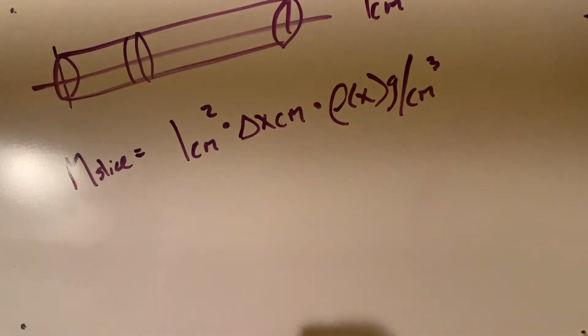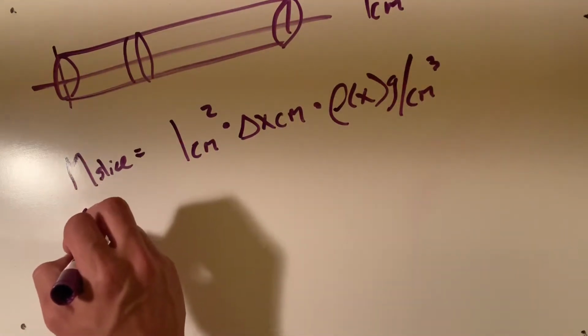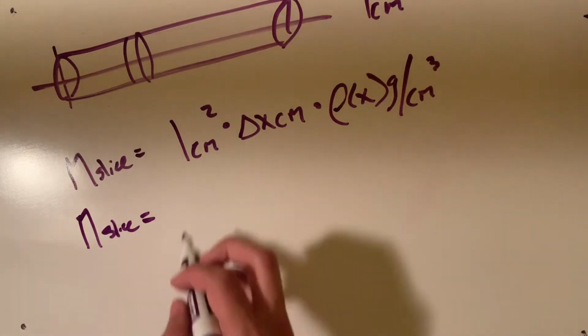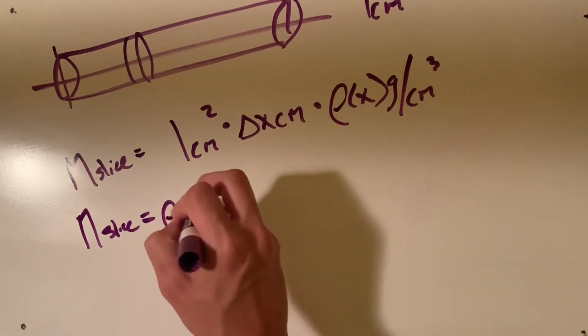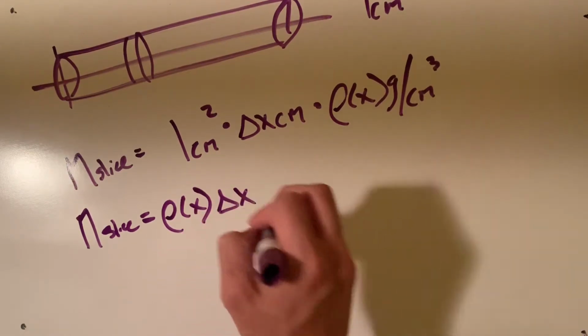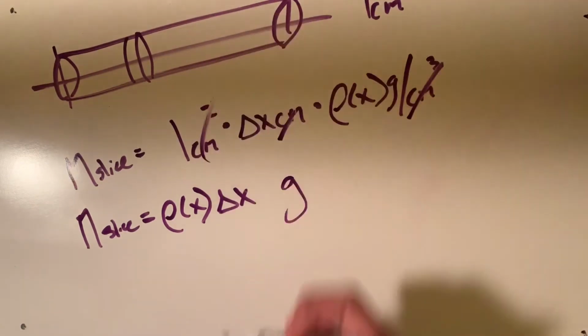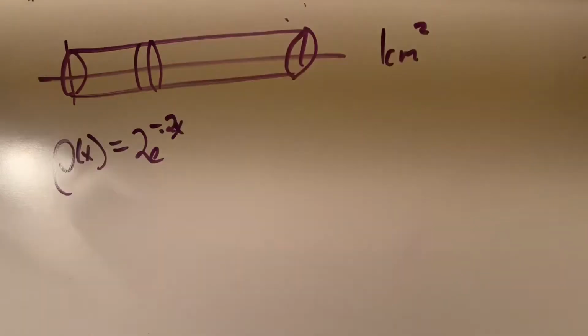Then our mass slice equals rho of x times delta x. And this would be in grams because the centimeters will cancel out. Now, if we were to apply this to find the mass of the entire object, we're going to use an infinite amount of infinitely skinny slices. I've written down that rho of x equals 2e to the negative 0.2x.